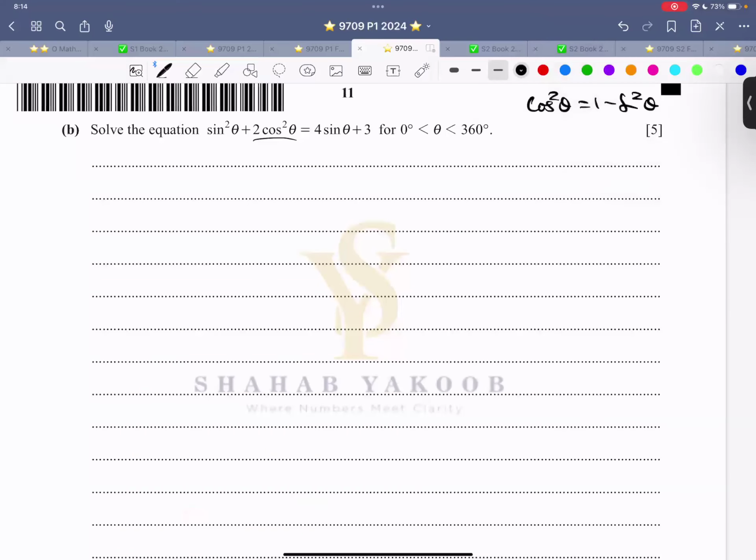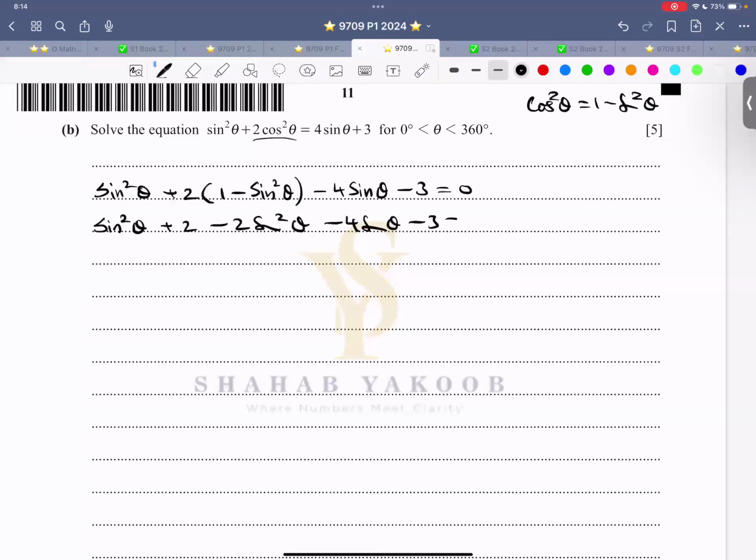So now this thing, this is cos square is 1 minus sine square. So therefore, sine square theta plus 2 bracket 1 minus sine square theta minus 4 sine theta minus 3 equals to 0. So this is sine square theta plus 2 minus 2 sine square theta minus 4 sine theta minus 3 equals to 0. Minus sine square theta minus 4 sine theta minus 3 plus 2 is minus 3 plus 2 is negative 1 equals to 0.